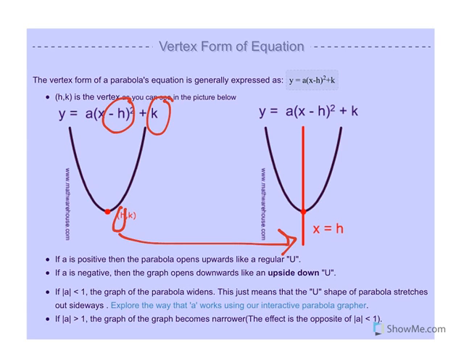Down below it tells you what each variable stands for. If a is positive, then the parabola opens upward like a regular U. If a is negative, then the graph opens downward like an upside down U. So that a just tells you whether it opens up or down.